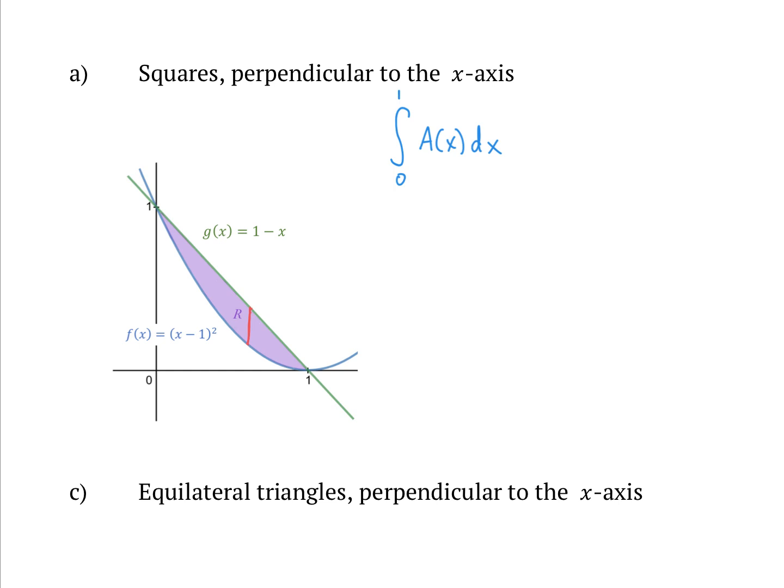Okay, and then actually I probably should have started with this. So this area function, since it's a square, first call it s squared, side length squared. So for this one, this is s. That's the side length of one of the square cross sections. So get this in terms of x.